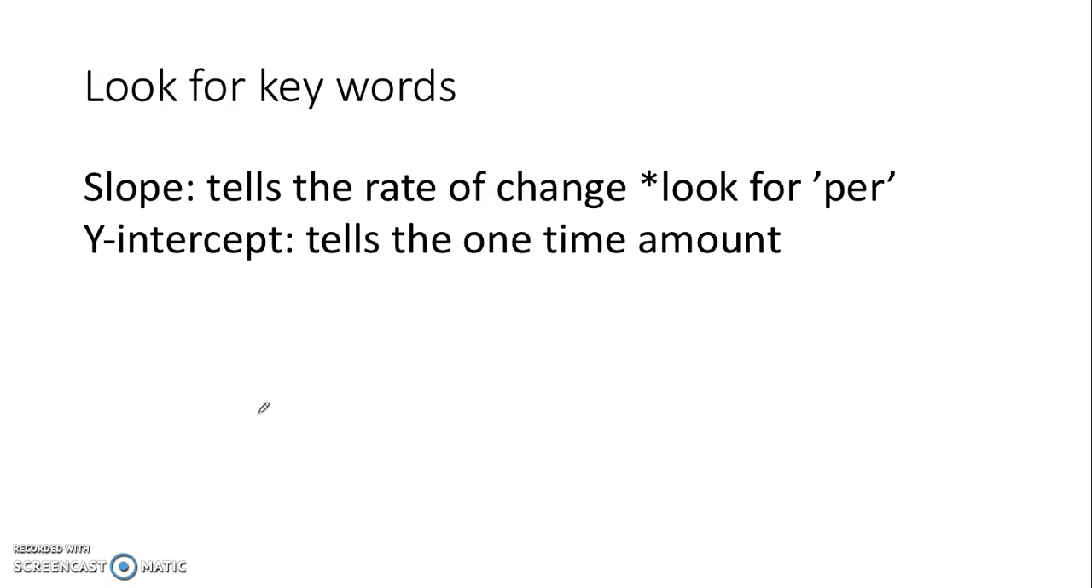So those one-time things are not going to happen every single time. As the months increase or as the gallons increase, this amount has already happened and it's never going to happen again. It's a one-time amount. That's the difference between slope and proportional relationships. Slopes can have that one-time amount, proportional relationships cannot.